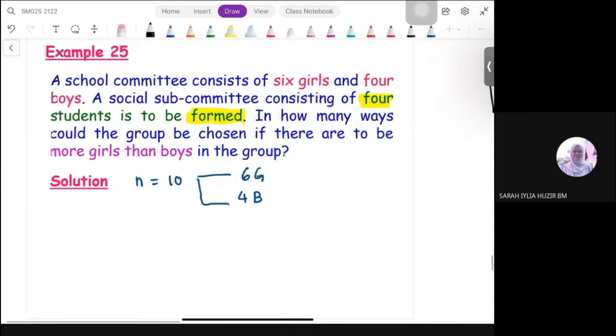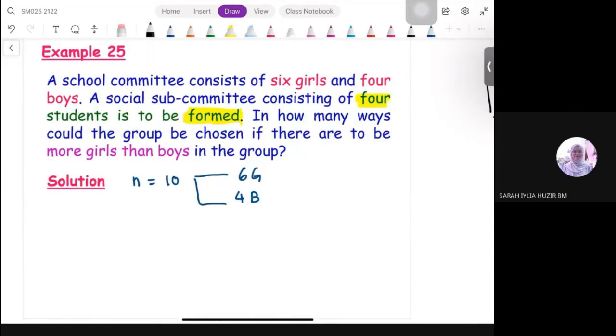Kita patah balik iklan dah tadi. Alright, so now our R is 4. Kan kita nak pilih 4 orang. So how many ways could the group be chosen if there are to be more girls than the boys? They didn't mention specific number of people, girls and boys, but our keyword is more girls than boys. Okay, so if this happens, means big hint here, we would have more than one case. Kita akan ada lebih daripada satu situation, satu case.